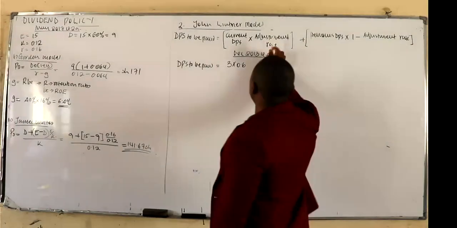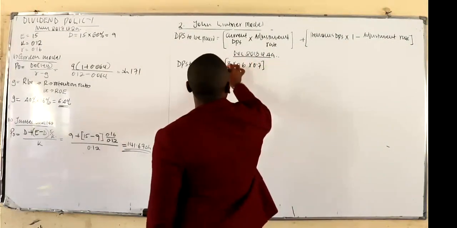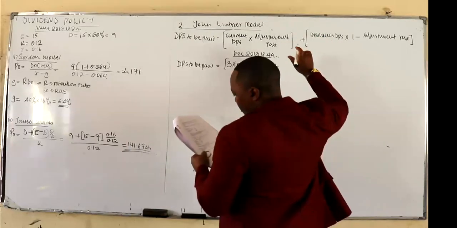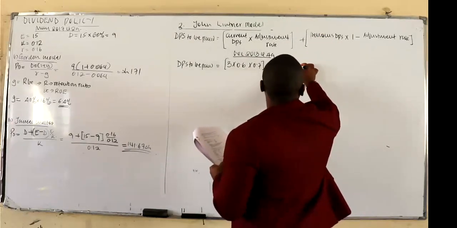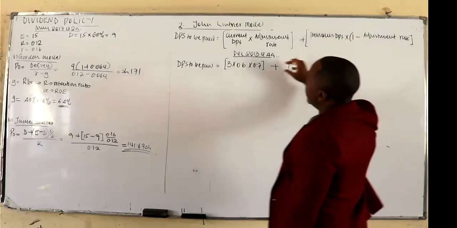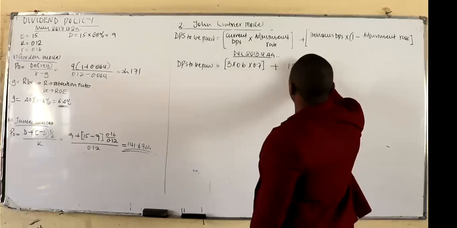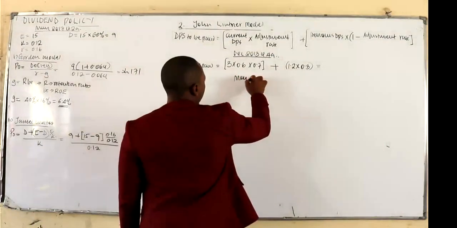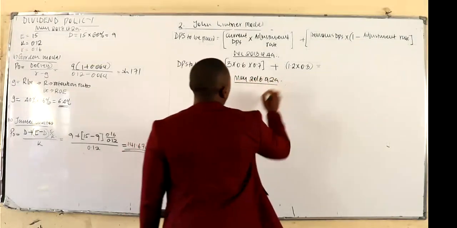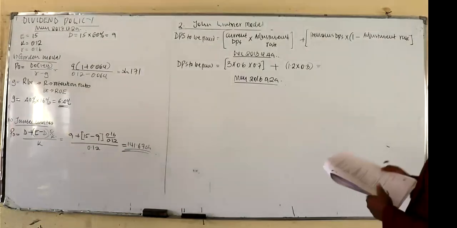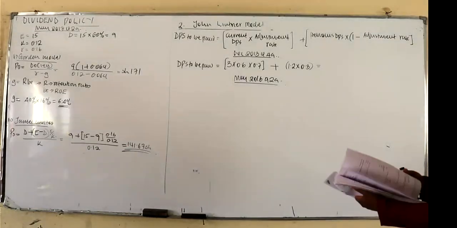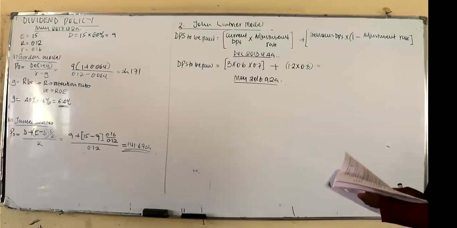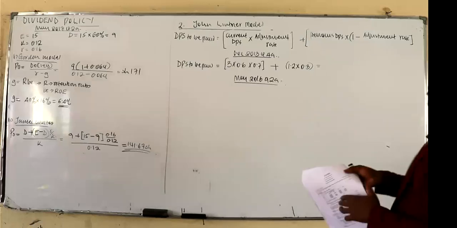Once you get the dividend, you multiply by the adjustment rate, which is 0.7. Then you add the previous period dividend per share, that is 2012, which was 1.2, times 1 minus the adjustment rate. Adjustment rate was 70%, therefore 1 minus 0.7 gives you 0.3. So how much is that? $1.62.